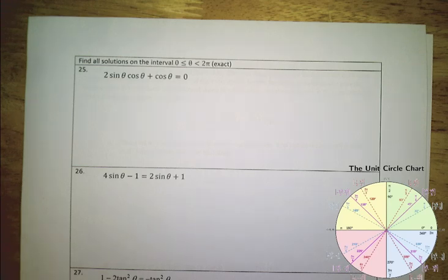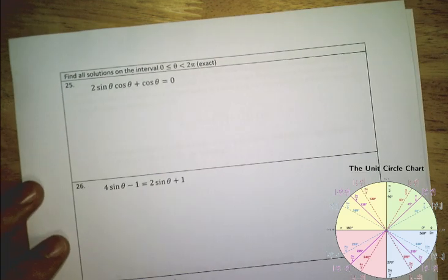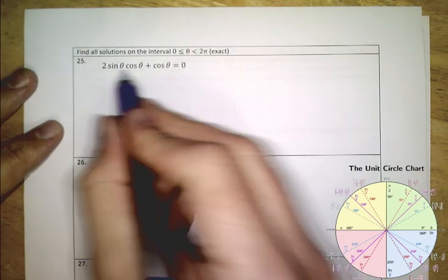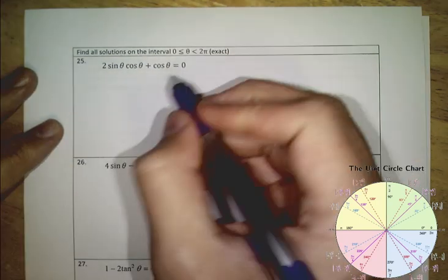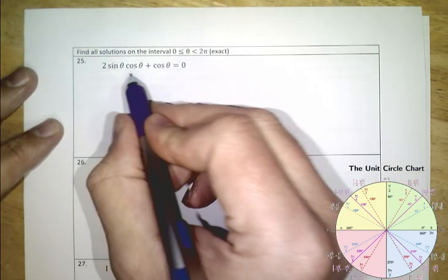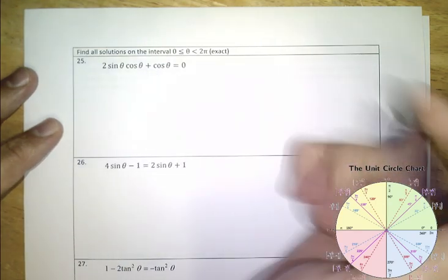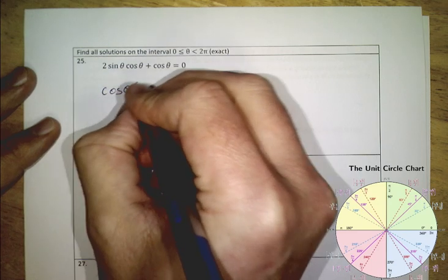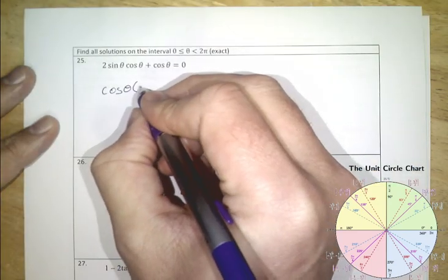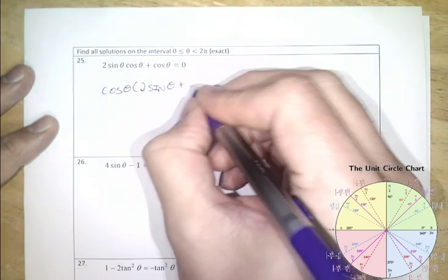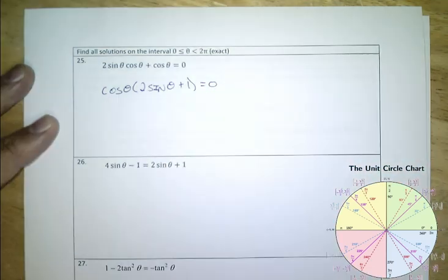Okay, hello. Now we are going to find some solutions here, solve these trig equations. Just a bunch of algebra with trig mixed in. So start here with 2 sine theta times cosine theta plus cosine theta is equal to 0. Well, we have a common factor here. So I can factor out a cosine theta times 2 sine theta plus 1 is equal to 0.